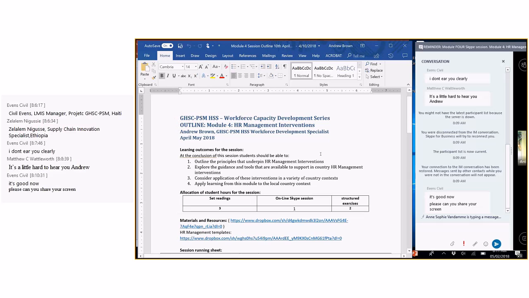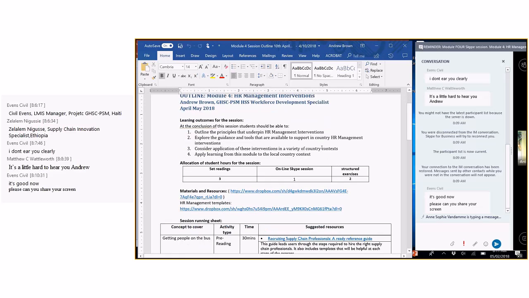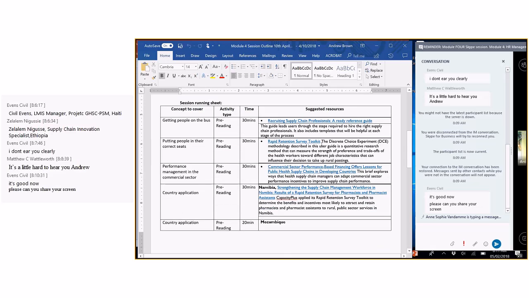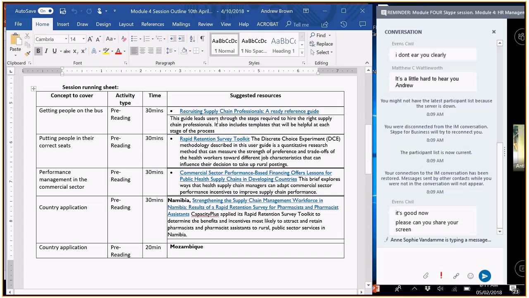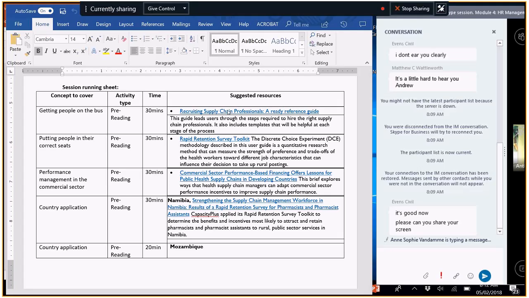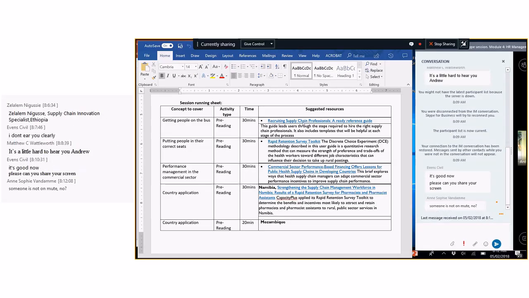I want to emphasize that a lot of work has been done in the supply chain sector around human resources policies and processes. I want to point out a couple of those that I want you to read as part of the pre-reading. The first is about recruiting supply chain professionals. There's a fantastic ready reference guide and kit made available through the USAID DELIVER project, and this is great.